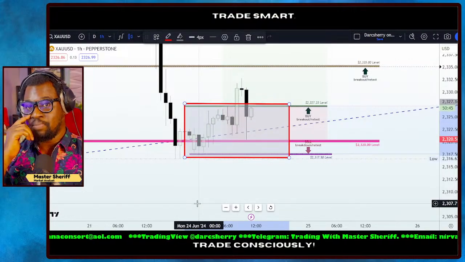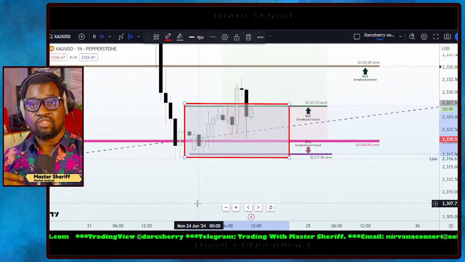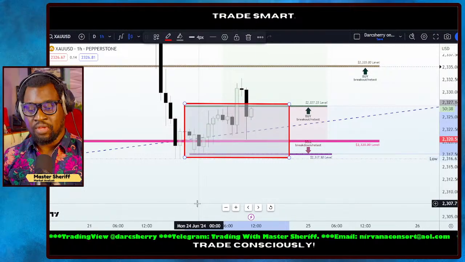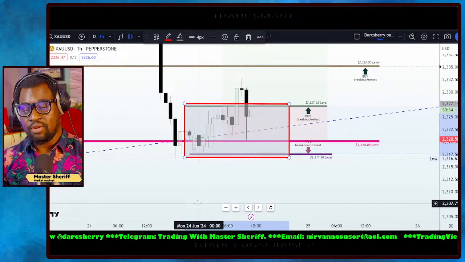So this is my simple view on the XAUUSD for today. Let's see how the market is going to play out, and of course I will be giving us updates as and when due on both my TradingView and Telegram platform.